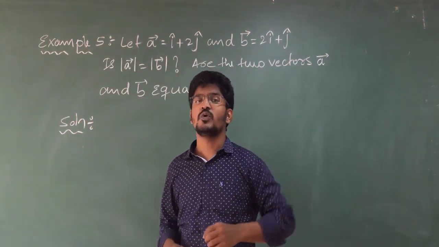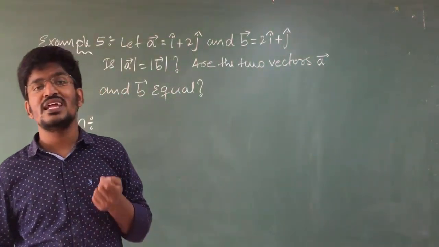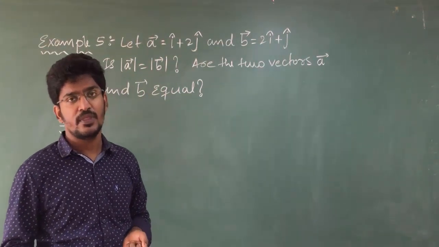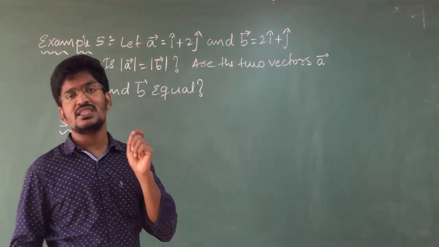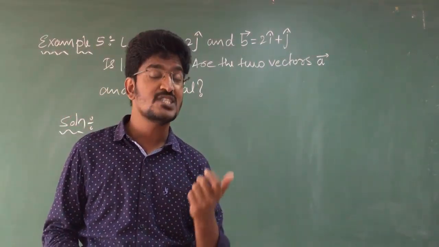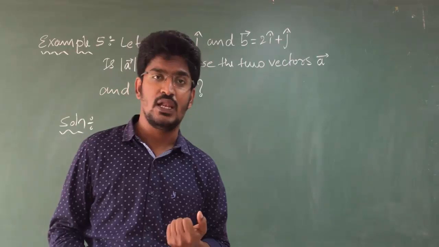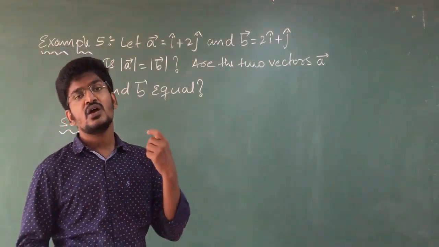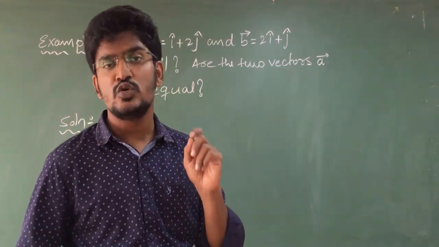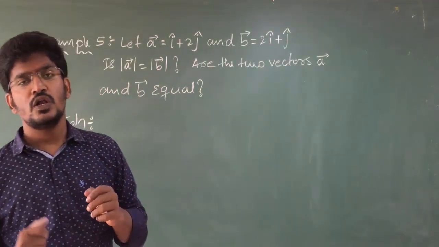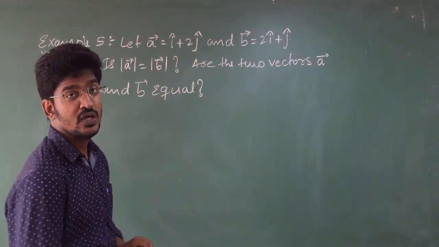See students, here a very important point is, if the magnitudes are equal, we don't need to conclude that both the vectors are equal, because the equal vectors definition tells that the vectors have to be in the same direction and same magnitude. What is the meaning of that? The corresponding vector components have to be equal. Are you getting my point? The corresponding vector components of the two given vectors have to be equal to say that two vectors are equal. Not about magnitude.